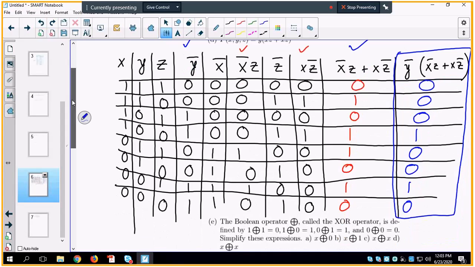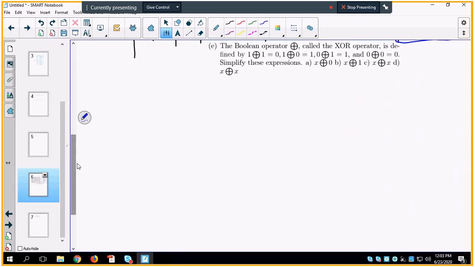In the next example, we're defining the Boolean operator ⊕, called XOR, and is defined by when I add the same entries of truth values, for example 1 and 1 or 0 and 0, I get 0. If the entries differ, so 1 ⊕ 0 and 0 ⊕ 1 is going to give me 1. Using that, simplify these expressions.